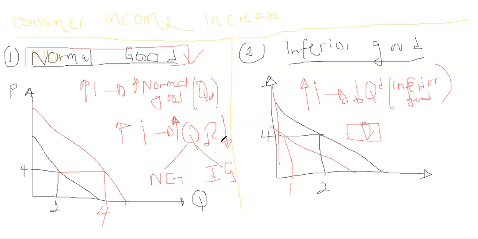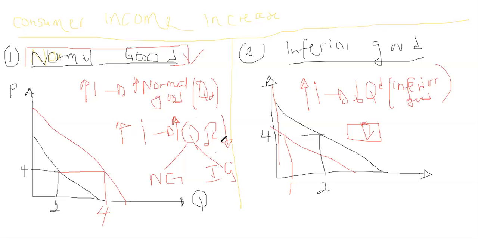These are the laws of demand and supply. So when your income increases, it depends on the type of good you are consuming. If it's a normal good, the quantity demanded will increase. If it's an inferior good, the quantity demanded will go down. I hope that is clear.